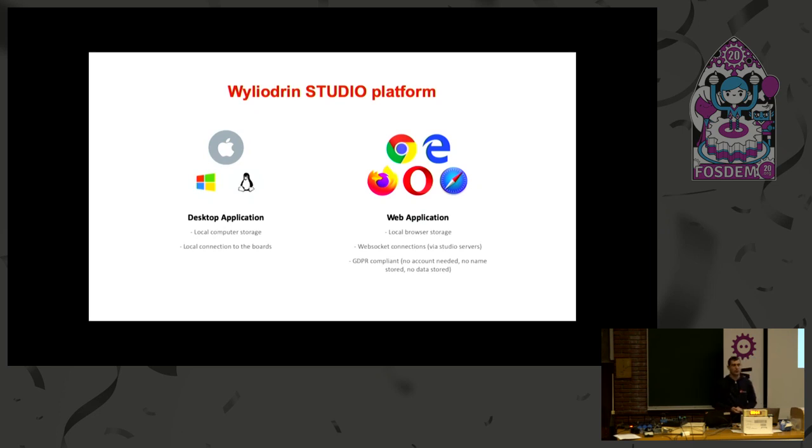It comes in two flavors. You can either download an application. It's an Electron package for Windows, Linux, and Mac OS. Or we have a web application. It's exactly the same code base, just built for the browser. And you could use it directly online. You can use our server, or you can just download the code and run your own server.